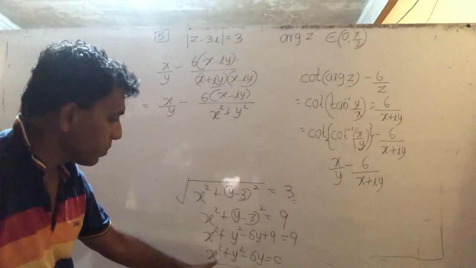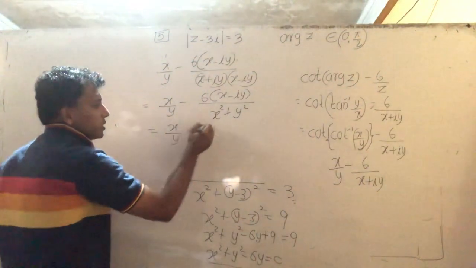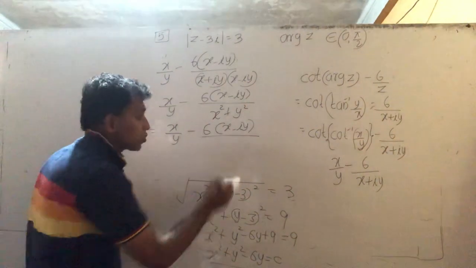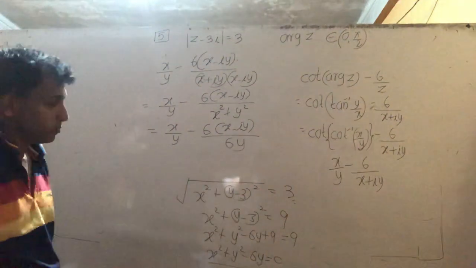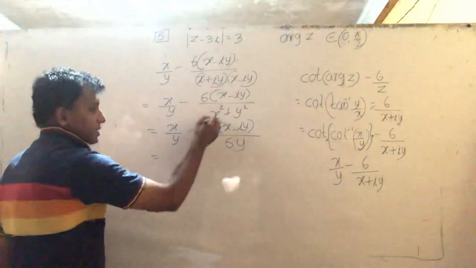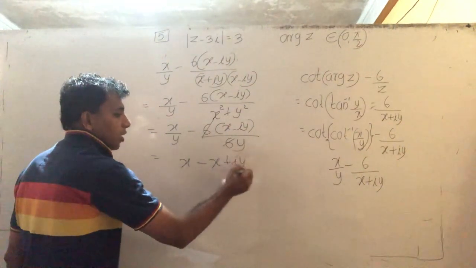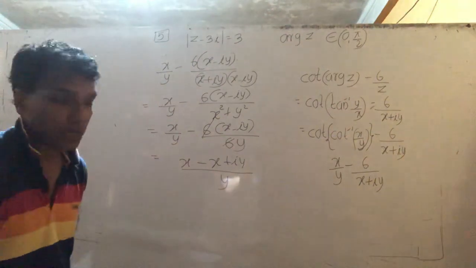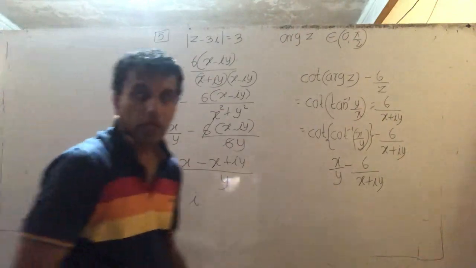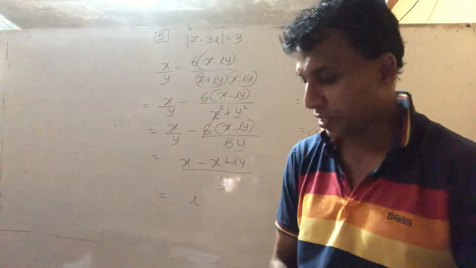We have this x square plus y square is 6y. Can I substitute there? X over y, 6 into x minus i y over x square plus y square, which is 6y. So what is that? 6 cancel, x minus x plus i y over common denominator y. Therefore, see, x cancels, i is the answer, y also cancels, right? That is the complex number problem, question number 5 in my second model paper, structure type.